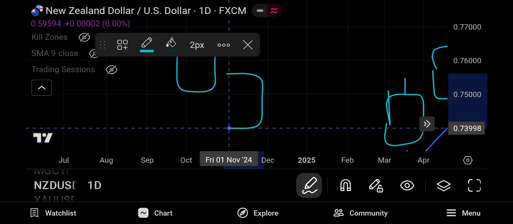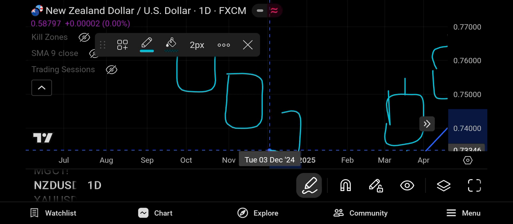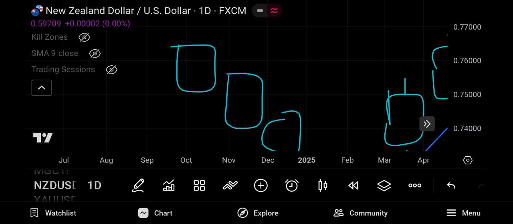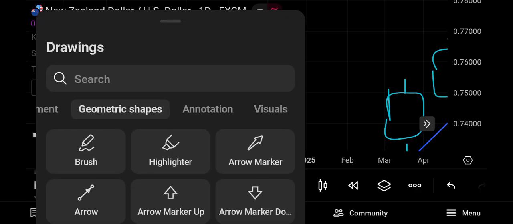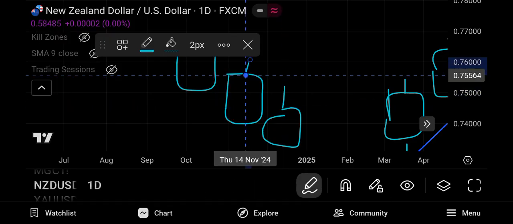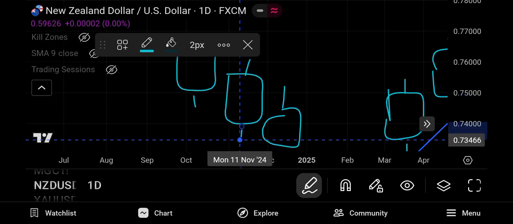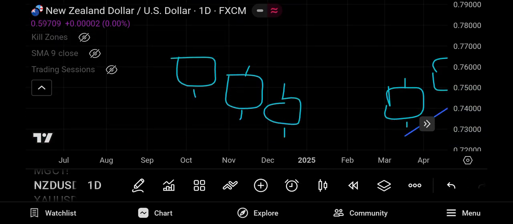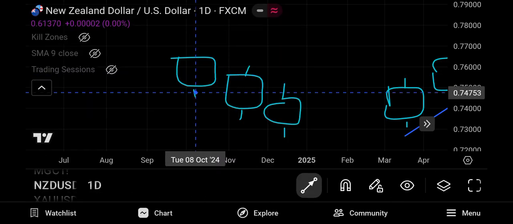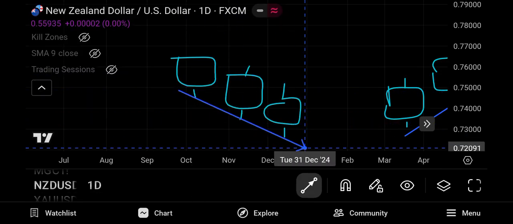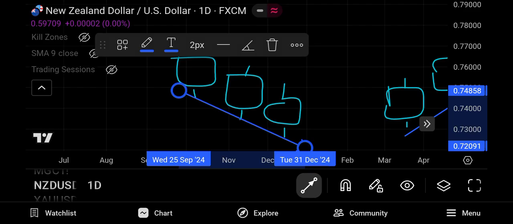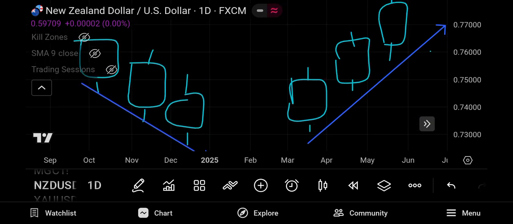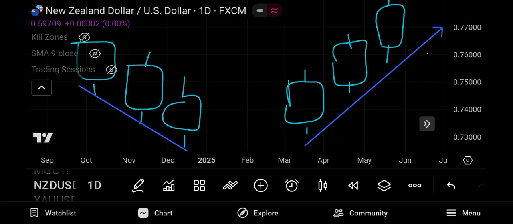Please stay with me because there's another knowledge we need before we can get to the break of structure. This is a downtrend and this is an uptrend. So we basically know what candles are. Candles are either bullish or bearish. When the candle is bullish, it closes above its opening. When it's bearish, it closes below its opening.